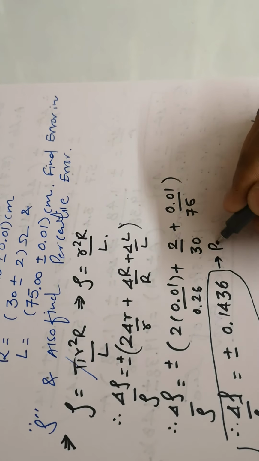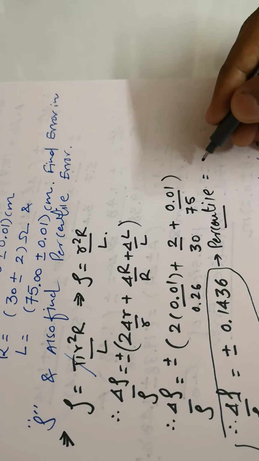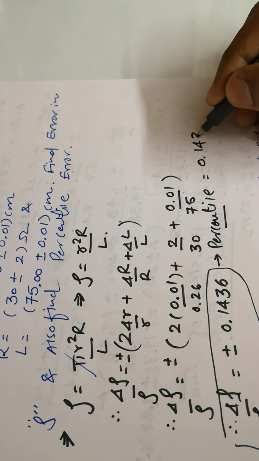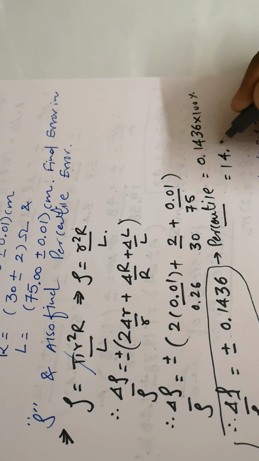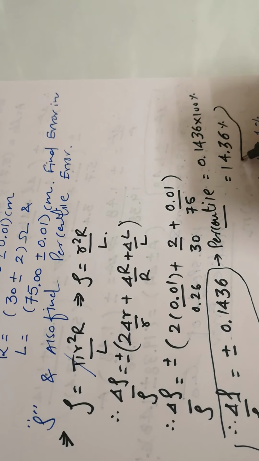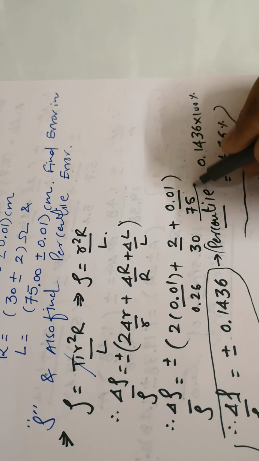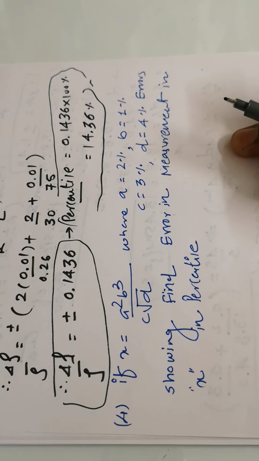And for the percentage error, what I am doing is 0.1436 multiplied by 100%. So I may have 14.36 percent. This is the percentage error for my given data. So this is how you can calculate your errors.